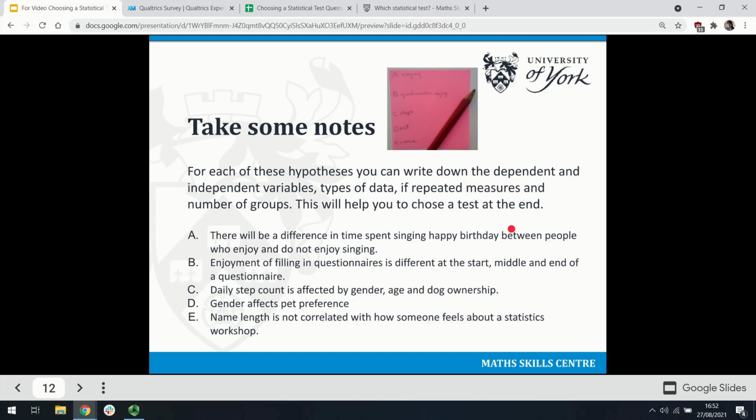During this workshop, which is quite interactive, I advise that you take some notes. For each of these five hypotheses, you might want to write down what the dependent and independent variable is, the type of data, if there are repeated measures, and the number of groups. This is going to help you understand how we choose a stats test at the end of the process.